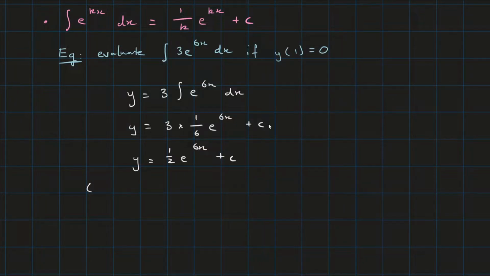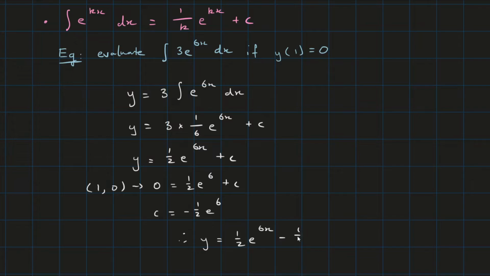Now let's substitute in our information. So y of 1 is equal to 0. That's the same as 1, 0 as a coordinate, just to make it easier to write. So we get 0 is equal to 1/2 e to the power of 6 times 1, which is 6, plus c. So we end up getting c as negative 1/2 e to the power of 6, just moving that term to the other side. So therefore, our full rule for y is 1/2 e to the power of 6x minus 1/2 e to the power of 6. It's our final rule after evaluating the constant of integration using our extra piece of information.